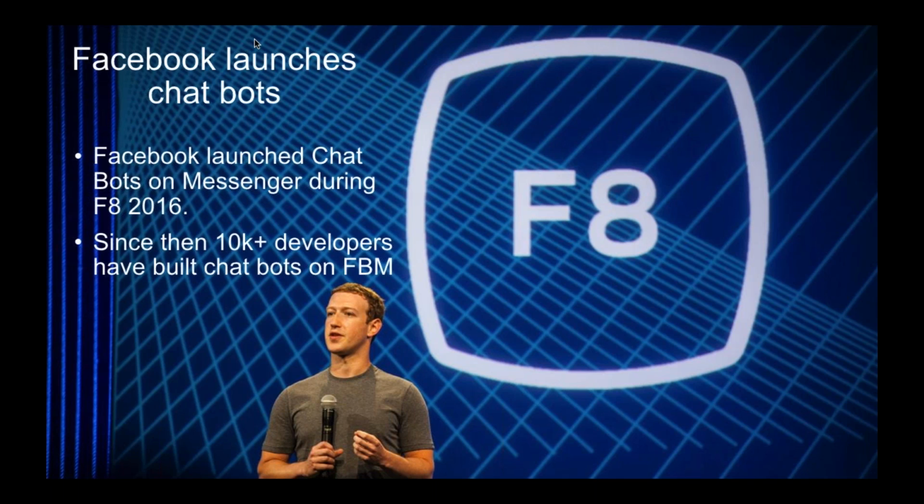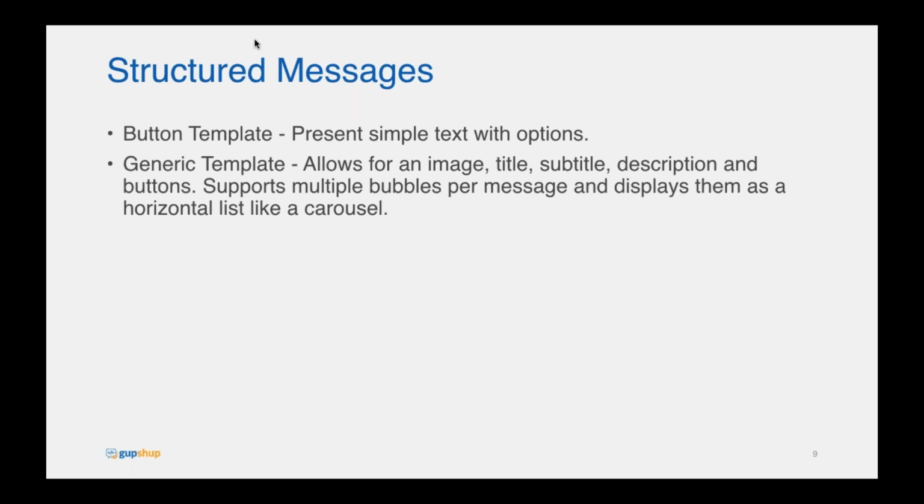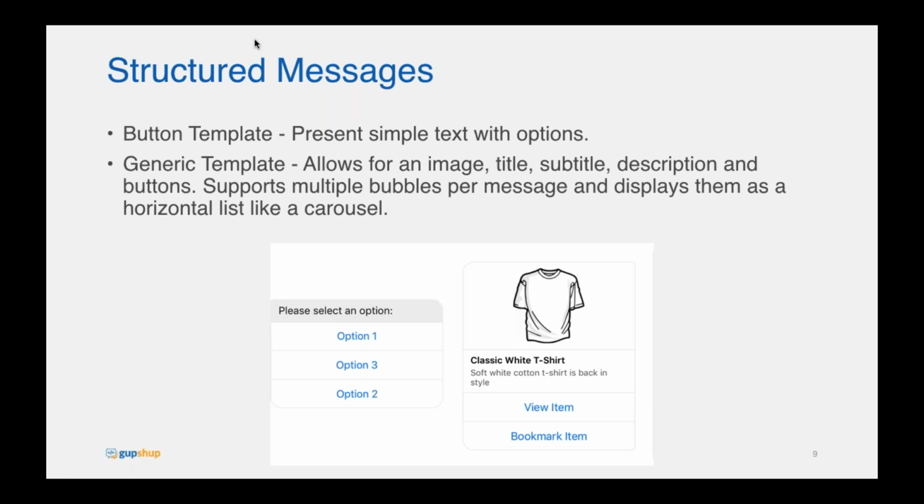For those of you who might not have used a chatbot on Facebook Messenger, here are some of the features. Chatting with a bot is very similar to chatting with a Facebook user. I'm sure all of you who have used Facebook have sent a message to another Facebook user. It's very similar. You can send text and images. The one difference is a bot can send a structured message, and we'll come into what a structured message is. Essentially, there are two types. You have a button template, which is a simple text with options, like the one you see on your left, option 1, 2, and 3. Or you have another generic template, which allows for an image, a title, a subtitle, a small description, and some buttons. It supports multiple bubbles per message, and it displays them as a horizontal list like a carousel.